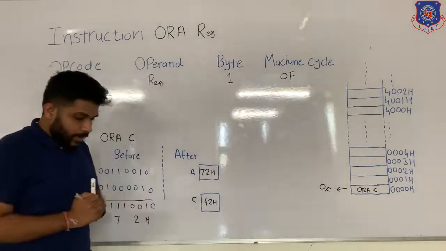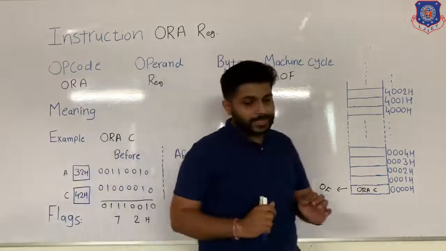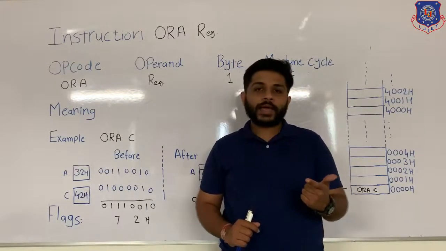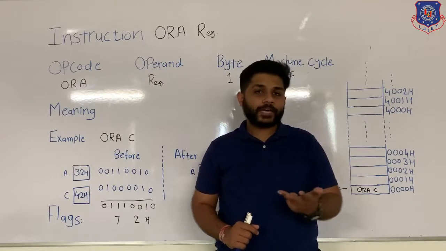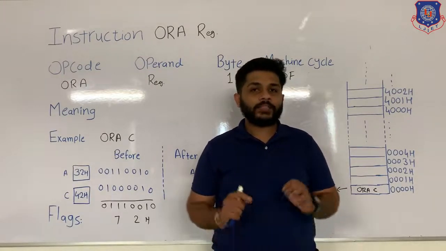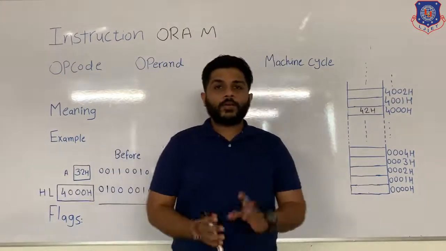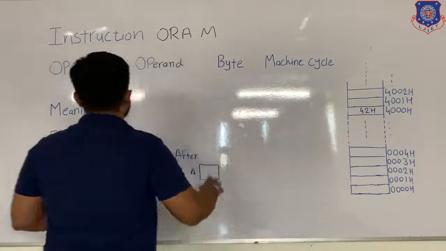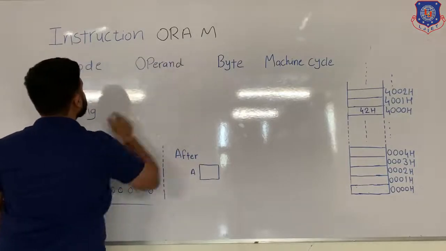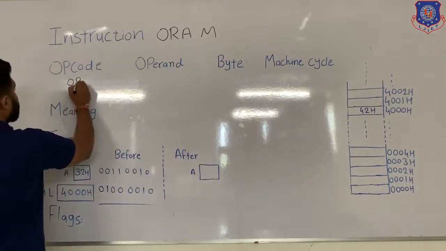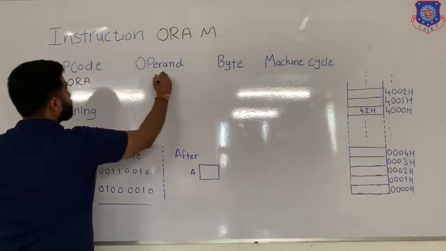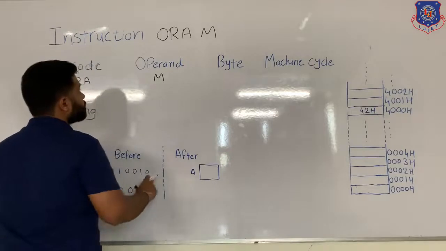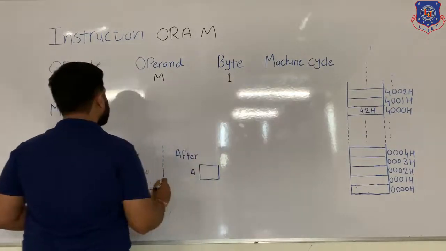Now let's discuss the flags. As this instruction is a logical instruction, the sign flag, zero flag and parity flag will be affected according to the result. And this is it for this instruction. Okay, so now we are going to see the instruction ORA M. As you can see in this instruction, the first part is opcode ORA and the remaining part is operand, that is M. This instruction contains no data, it means it is a 1 byte instruction.